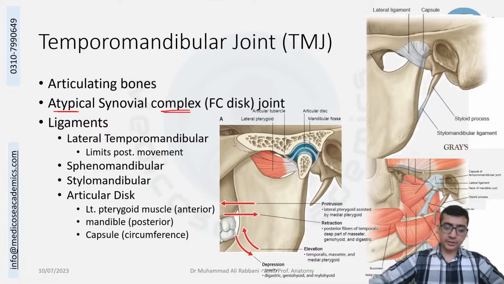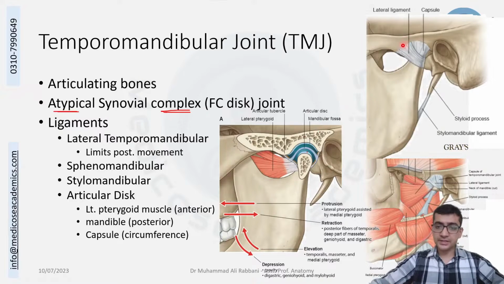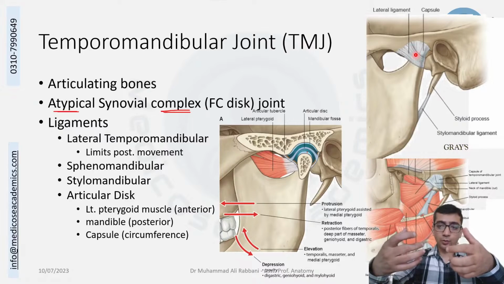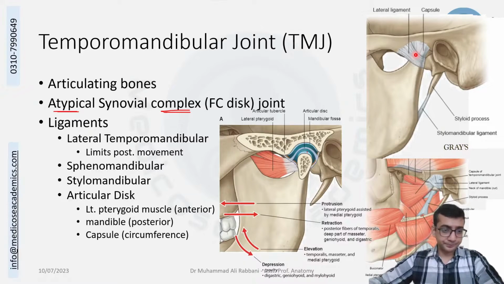Okay, let's talk about the ligaments. What things are giving it its stability? First, there is a ligament on the lateral aspect that runs from front to back, from the zygomatic arch to the back of the mandible. That is known as lateral ligament, lateral temporomandibular ligament. As you can see from the direction of the fibers, it won't allow the mandible to go to the back.